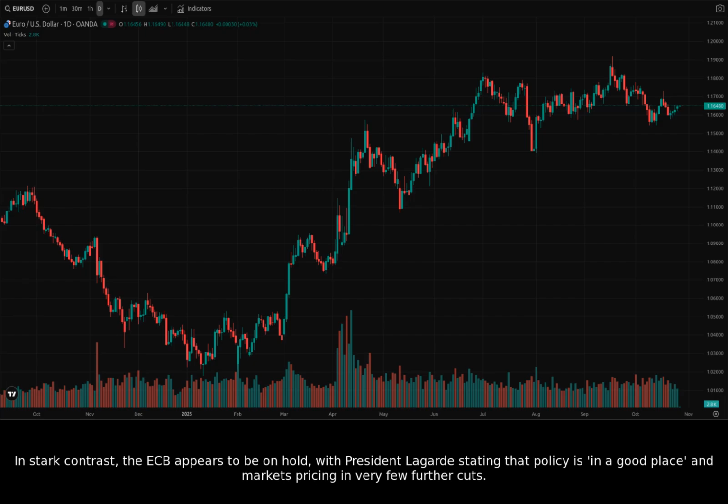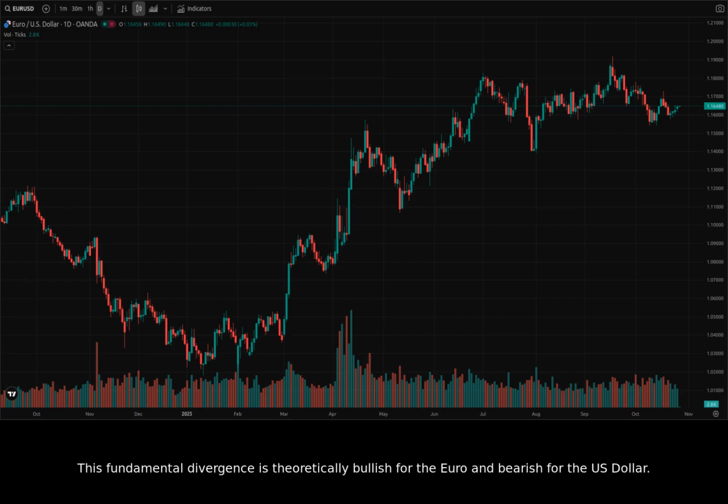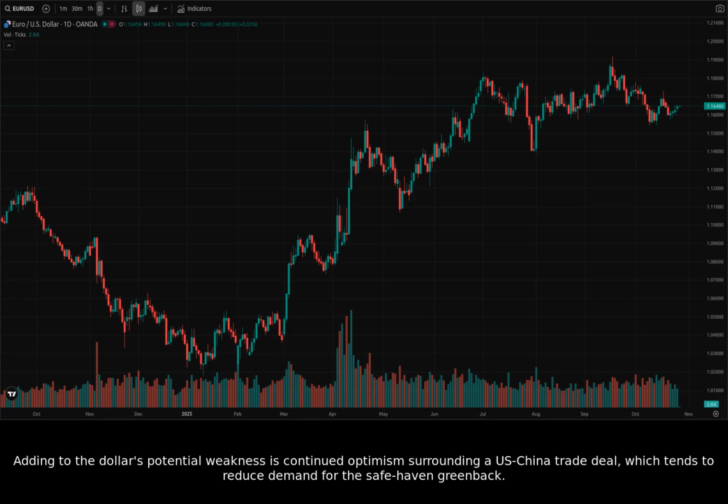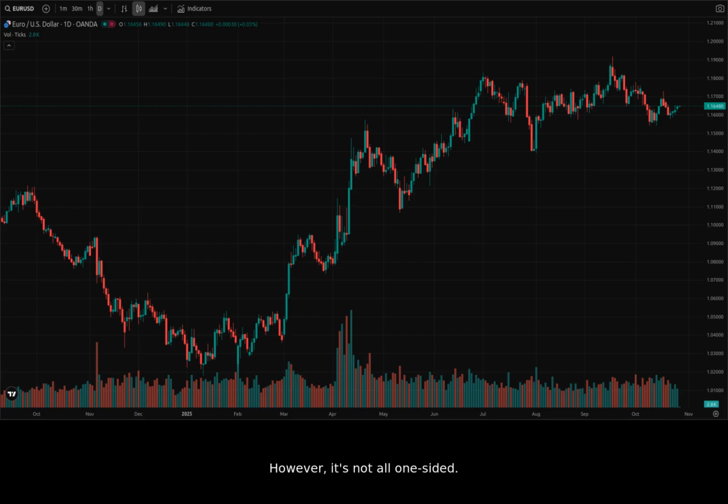In stark contrast, the ECB appears to be on hold, with President Lagarde stating that policy is in a good place and markets pricing in very few further cuts. This fundamental divergence is theoretically bullish for the euro and bearish for the US dollar. Adding to the dollar's potential weakness is continued optimism surrounding a US-China trade deal, which tends to reduce demand for the safe haven greenback. However, it's not all one-sided.